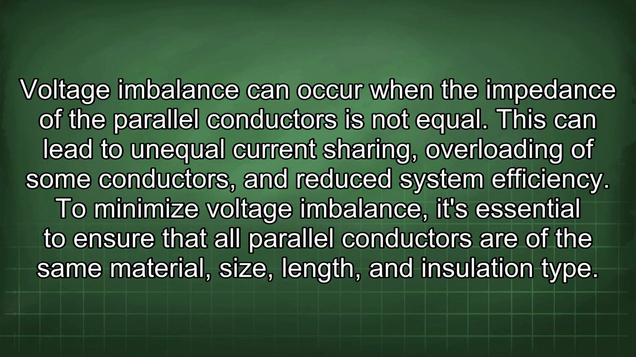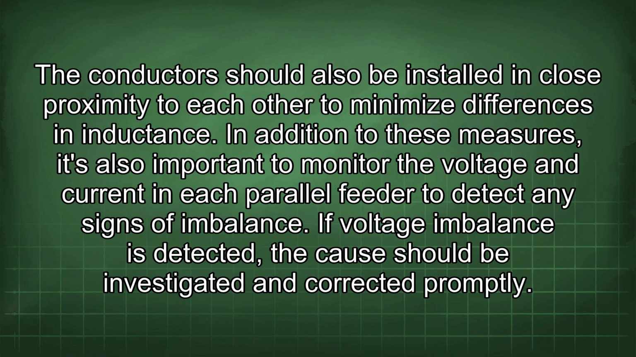To minimize voltage imbalance, it's essential to ensure that all parallel conductors are of the same material, size, length, and insulation type. The conductors should also be installed in close proximity to each other to minimize differences in inductance. In addition to these measures, it's also important to monitor the voltage and current in each parallel feeder to detect any signs of imbalance. If voltage imbalance is detected, the cause should be investigated and corrected promptly.